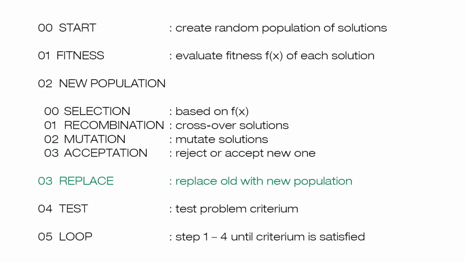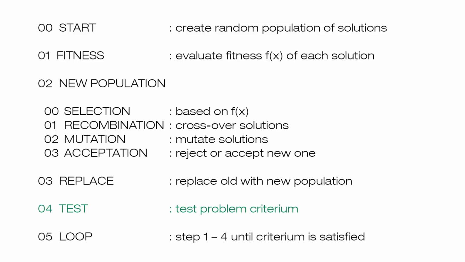Now that we have a new population of solutions which is better than the old one, we can now replace the old with the new. Testing the problem criterion, meaning we have to know, have we reached the termination point? Is it now time to end the algorithm? This could be because we have reached the optimum solution. We have reached our goal or target.